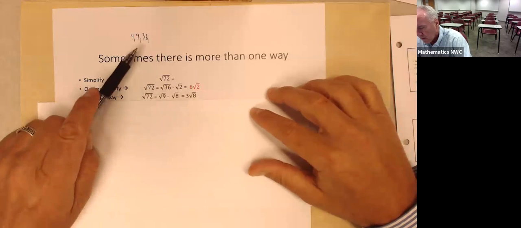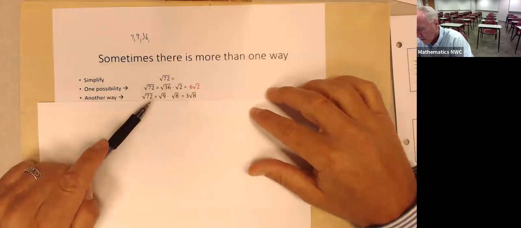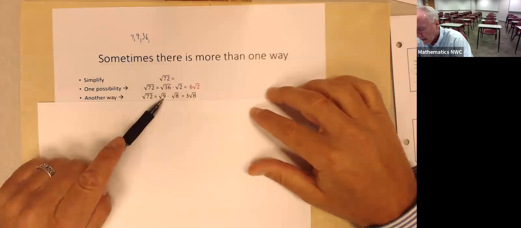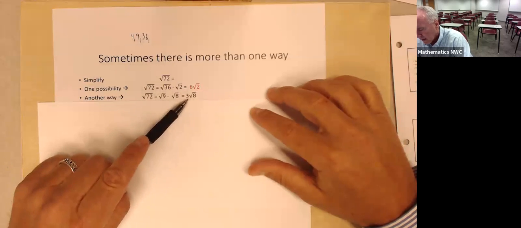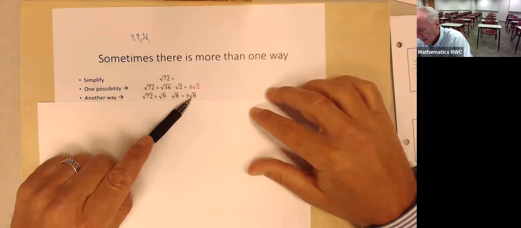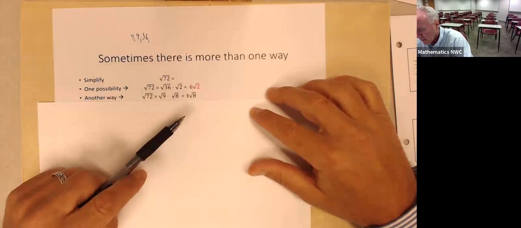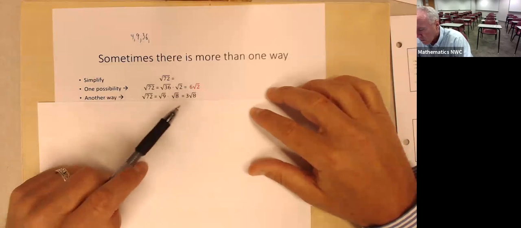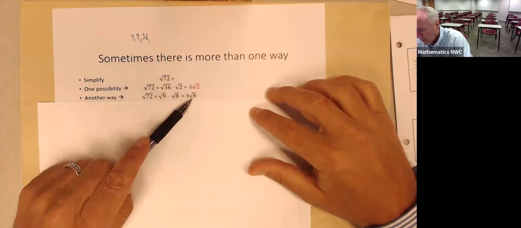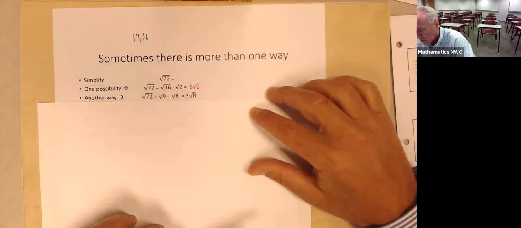As I mentioned though, 9 could also have worked. 72 could be 9 times 8. And it looks like you would get then 3 radical 8. And the question would come up, well, that doesn't look like it's the same answer. Well, technically they are equal, but this would not have been reduced down as far as it could. It would only be partially reduced.